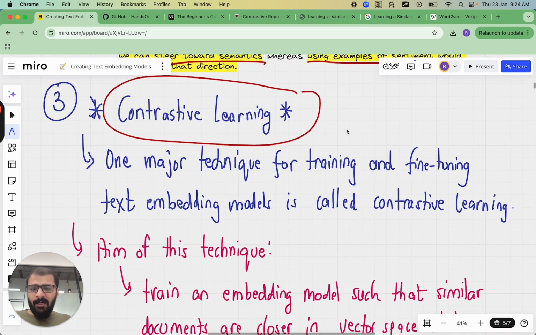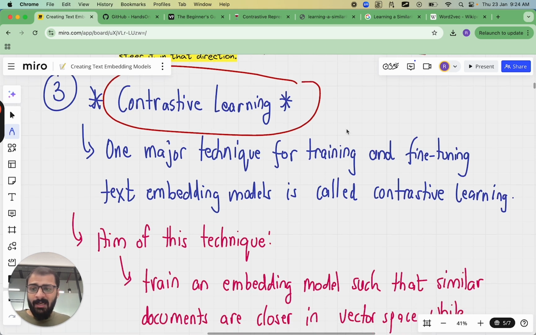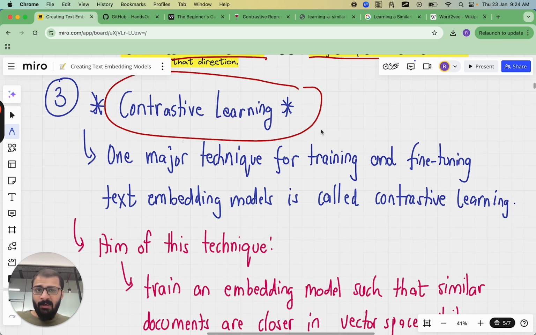So contrastive learning, as I mentioned, the technique has been around since 2005, which is around 20 years back. But since text embedding models became popular, researchers realized that the same process of contrastive learning, which was applied for images, can also be applied for training and fine tuning text embedding models. So this is now really a major technique for creating these models.